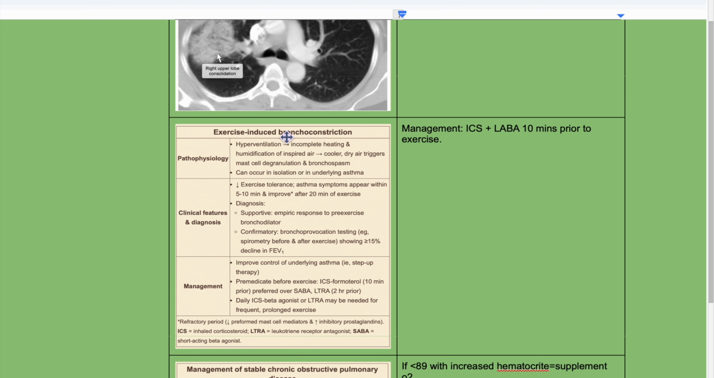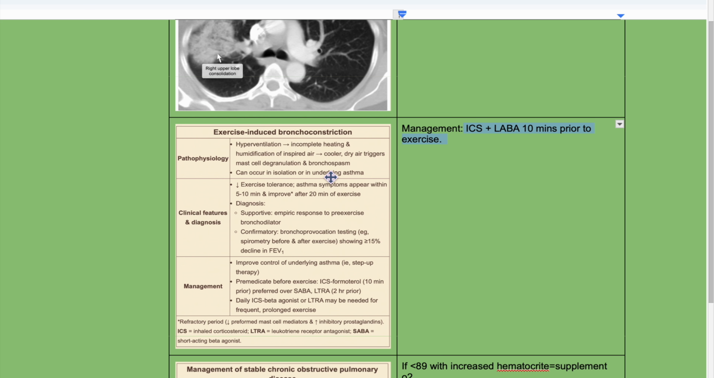Okay, so exercise induced bronchoconstriction management is you're going to do inhaled corticosteroid plus long acting beta agonist 10 minutes prior to exercise. If someone comes in complaining that they're breathing okay until they reach the gym, and as soon as they start warming up or doing their exercises, that's when they start having difficulty breathing, this is how we manage it. 10 minutes prior to the exercise. It's not a daily thing.